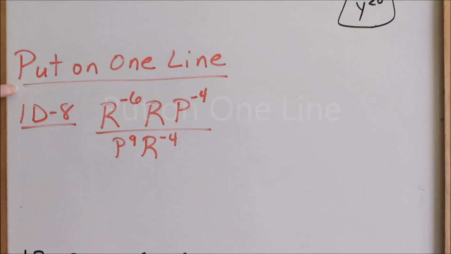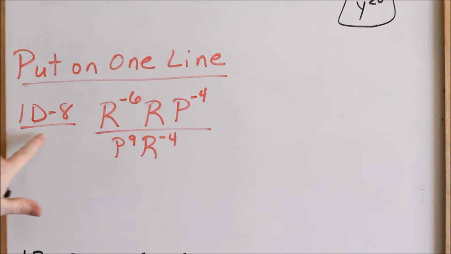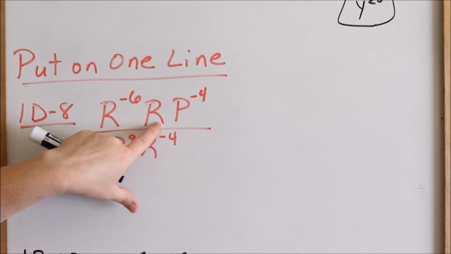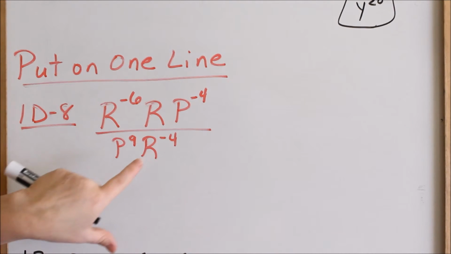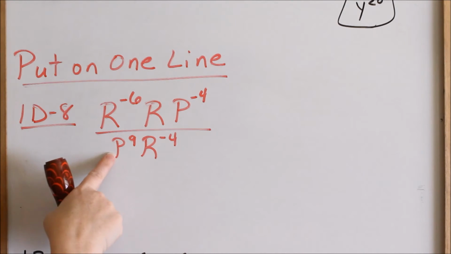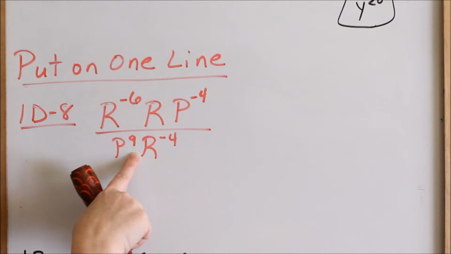Now we're going to look at these problems that I like to give the hint of put on one line. Look at 1d8: r to the negative 6 times r times p to the negative 4th, all over p to the 9th r to the negative 4th. The first thing I recommend is to put everything on one line. If you want to move everything in the denominator up to the numerator, you have to change the sign of the exponent. If you change the place of the base, you have to change the sign of the exponent.